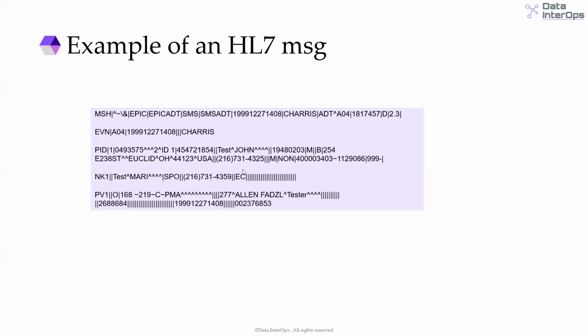So this is how an HL7 message looks like. If you are very new to HL7, then this would be the format. And as you can see, every HL7 message can be divided into different segments. Each segment begins with a three-letter acronym, and it will tell you what kind of data is present within that segment.